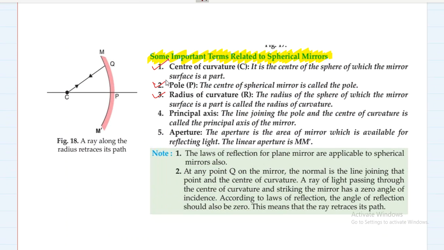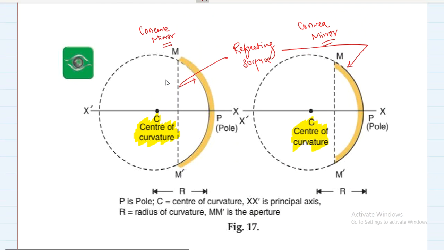Then it is pole. Center of spherical mirror is called pole, or you can say geometrical center of the surface of spherical mirror is called pole. ये जो पूरी सरफेस है इसका जो ज्योमेट्रिकल सेंटर है उसको पोल बोलते हैं. दोनों में होते हैं, कॉन्वेक्स में भी होता है पोल और कॉनकेव में भी होता है.